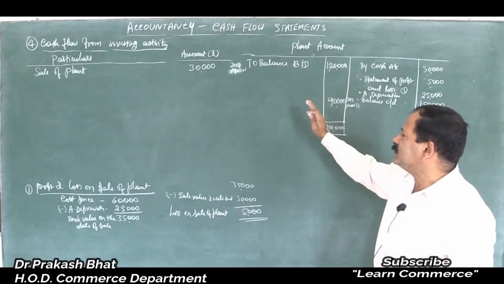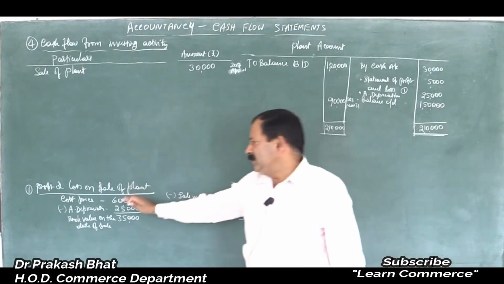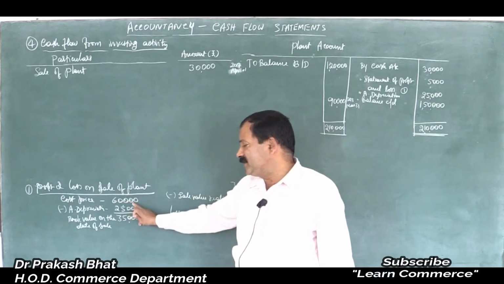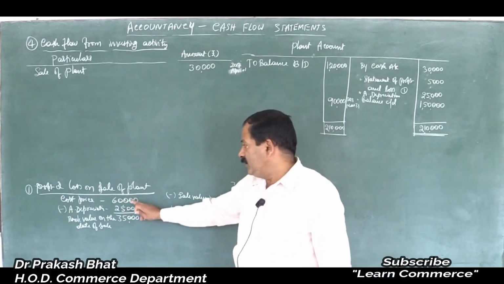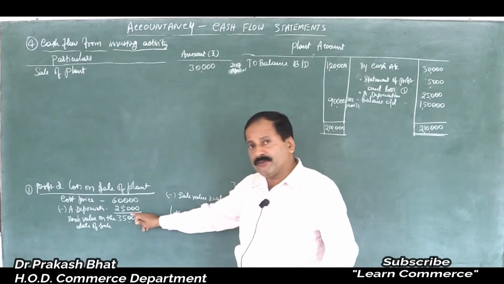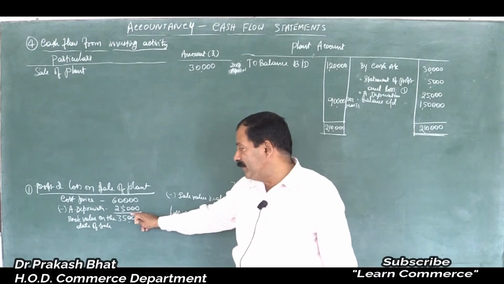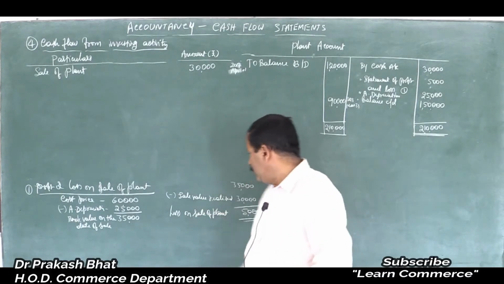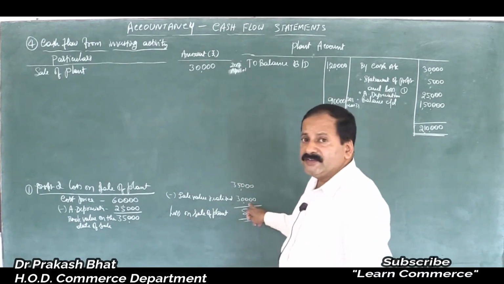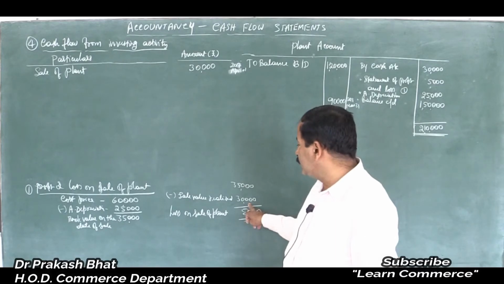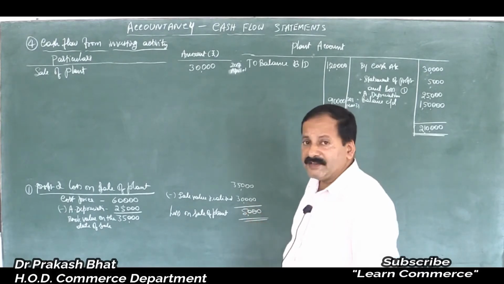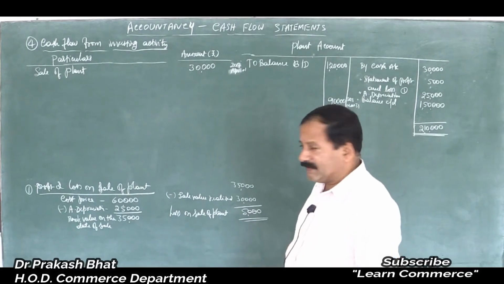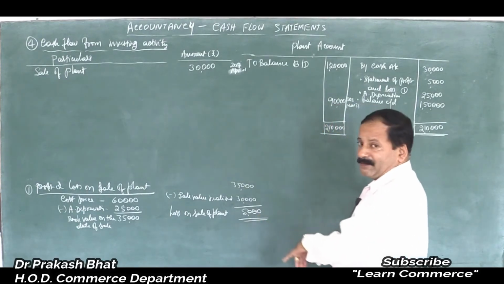Very simple, friends. Don't get confused. How to calculate profit or loss on sale? That is cost price 60,000 given in the problem, and depreciation on that sold asset is 25,000. Deduct it. You will get the book value of the asset on the date of sale. Then deduct the sale value realized, that is 30,000, isn't it? There is a loss. Compare the sale value and the book value, whether there is profit or loss. Just compare. Very simple working note.